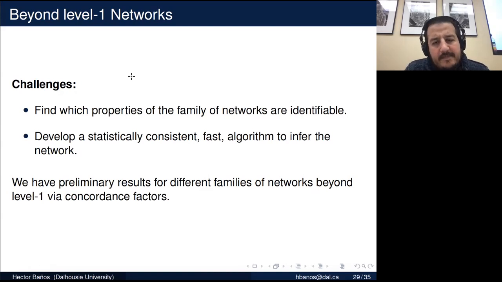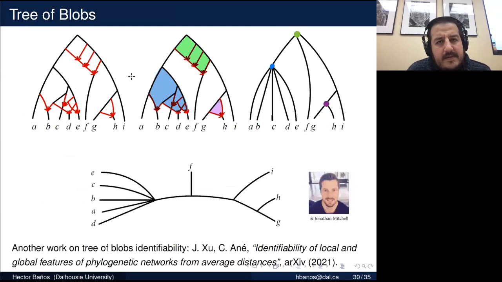And we have some preliminary results for networks beyond level 1 via concordance factors. The first one I'm going to talk about is the trio. Suppose you have a network, any type of network, and then what you're going to look at is the maximum 2 connected components.